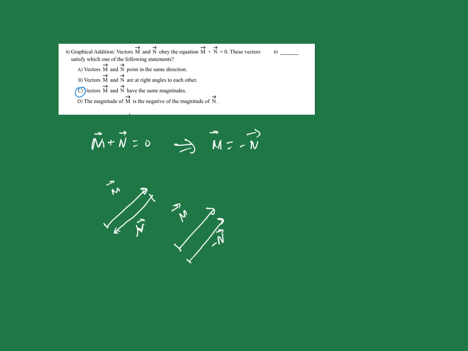Part D says the magnitude of m is the negative of the magnitude of n. This is completely wrong because the magnitude of a vector is positive, because it's the square root of ax squared plus ay squared. And ax squared is positive, and ay squared is positive, and the sum is positive, and the square root exists. So the magnitude of a vector is always positive. Part A says vectors m and n point in the same direction, incorrect. Vectors m and n are at right angles to each other, no, incorrect. So part C is the correct one.